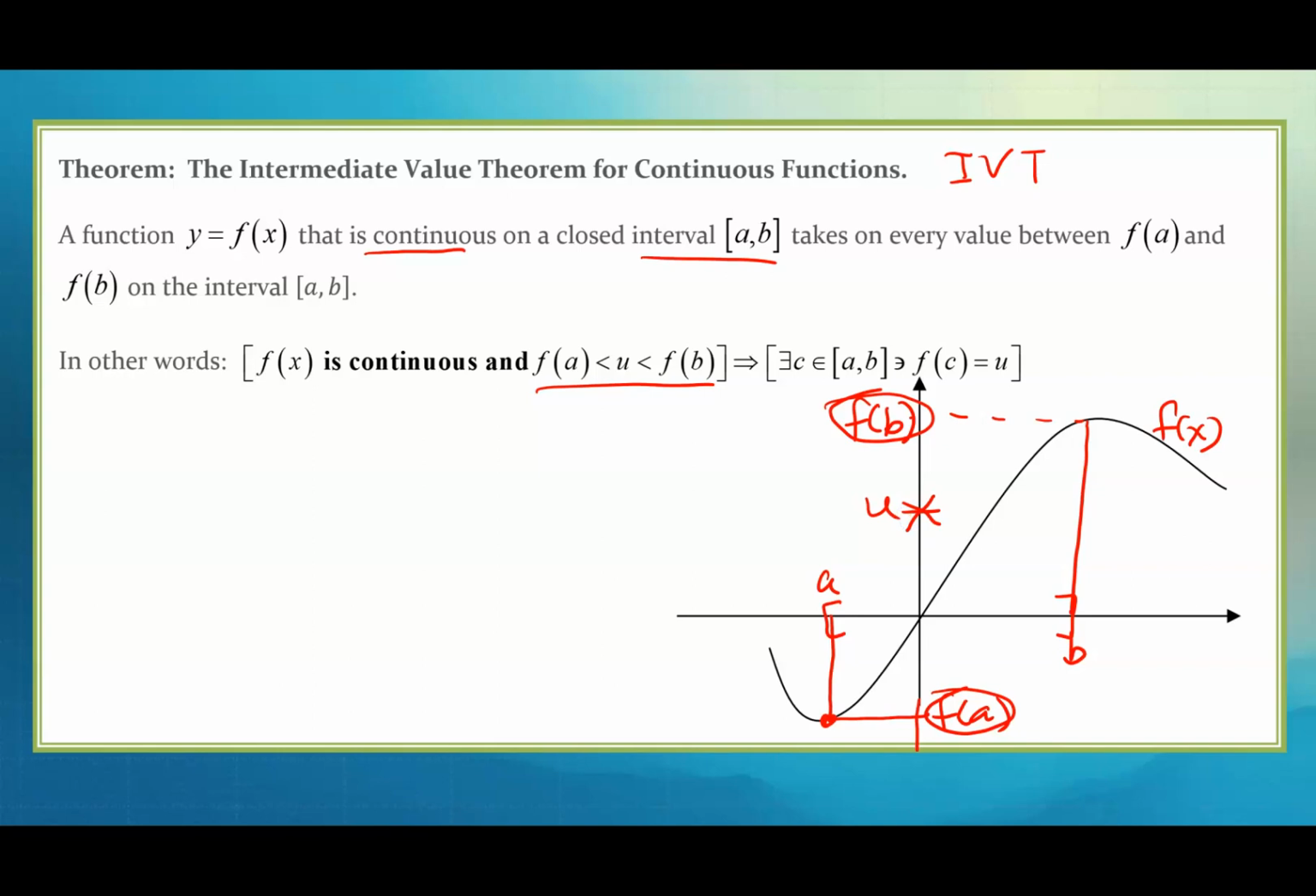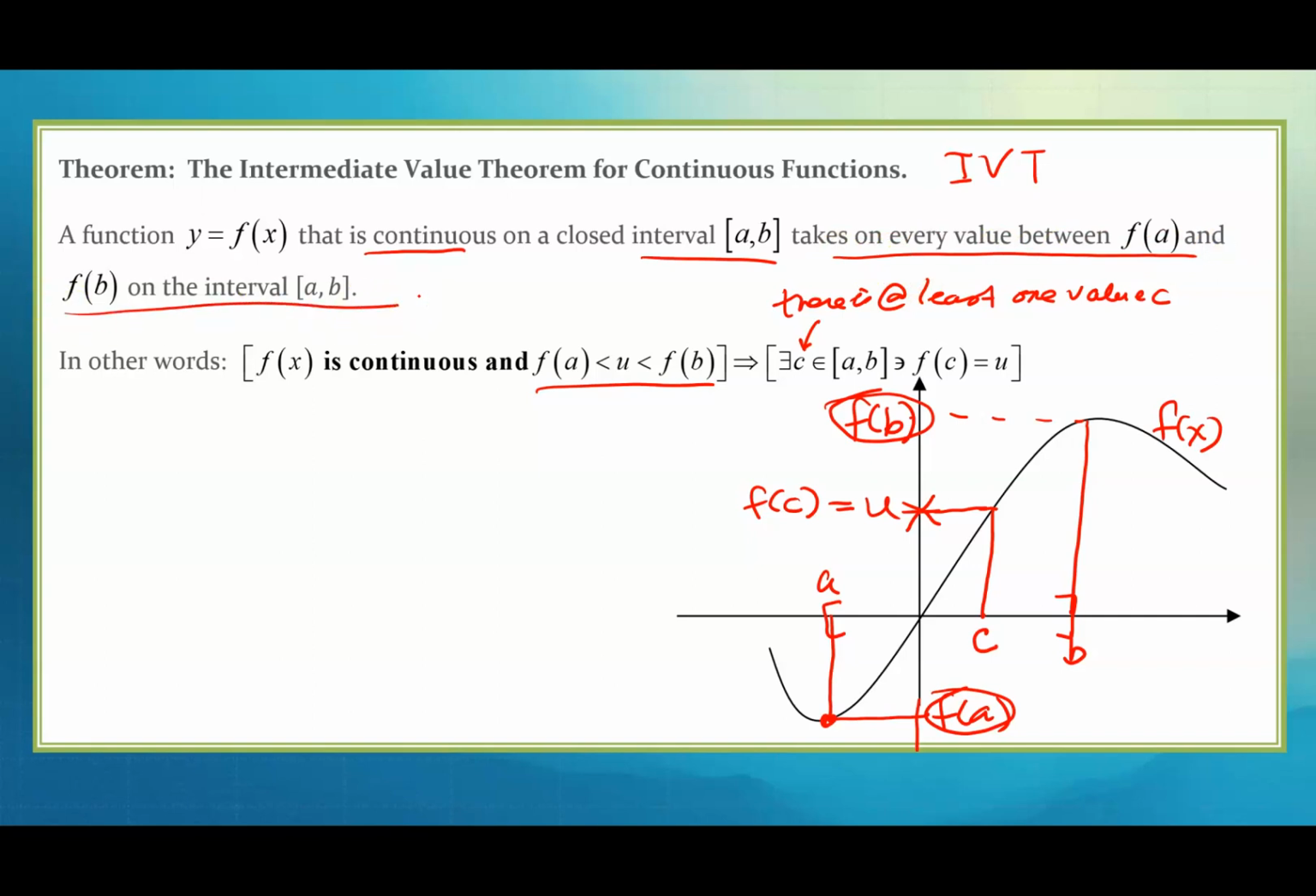What does this theorem guarantee for you to have? It guarantees that there is at least one value c in between a and b, where f of c will have to equal u. So that's what it means by the function will take on every value in between f of a and f of b.